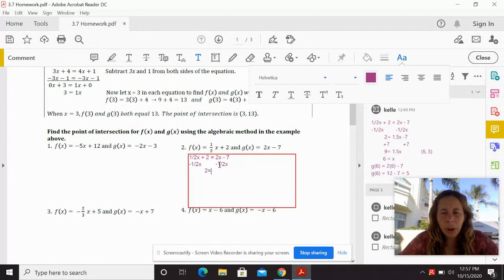Then 2 minus 1/2 is 1.5 x, or you can write it as a fraction if you want. And then rewrite your minus 7. Don't forget to rewrite.